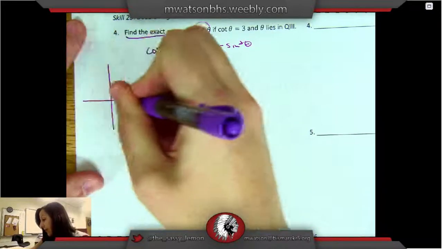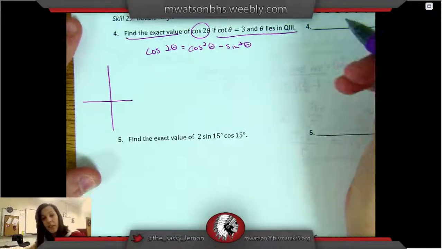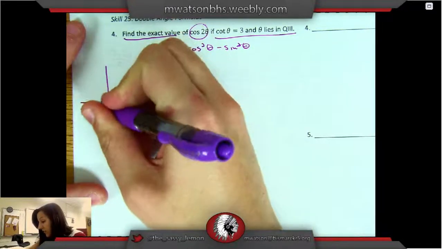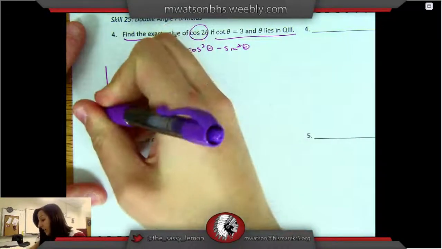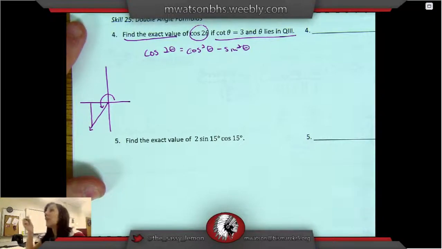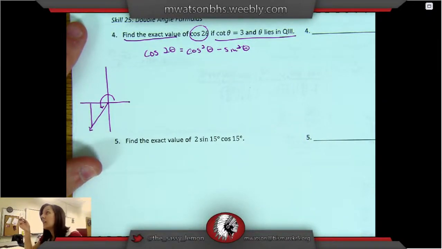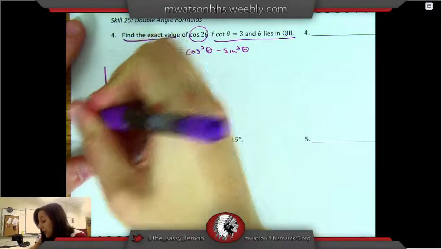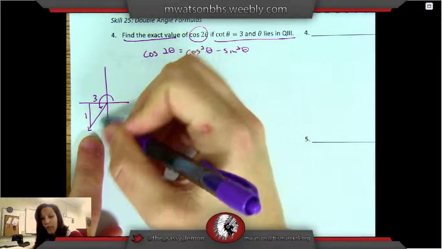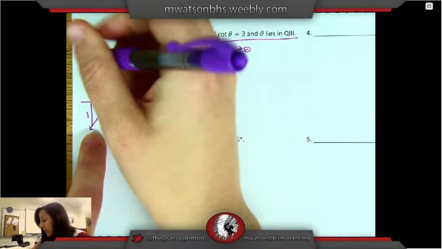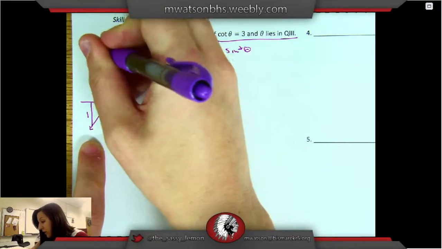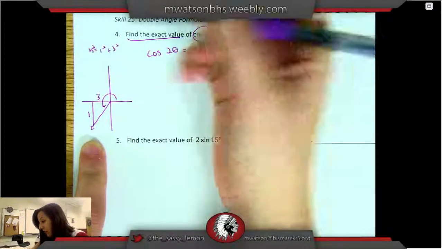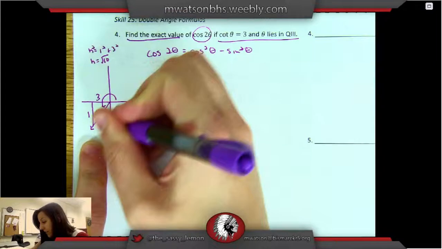In order to find those, we're going to have to actually sketch out this information. It says theta lies in quadrant 3. So there's my angle. And it says cotangent of this angle is 3 over 1. I know cotangent is adjacent over opposite, so it's going to be 3 over 1. And I'm going to have to find this hypotenuse on my own. So over here, my hypotenuse squared equals 1 squared plus 3 squared. So if you do some math, h is going to be the square root of 10.